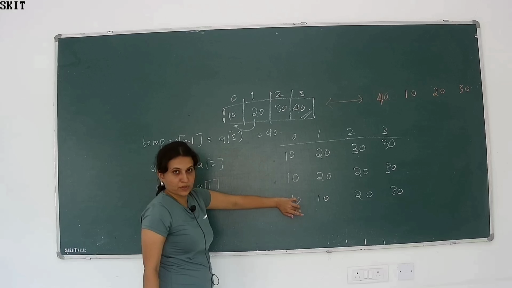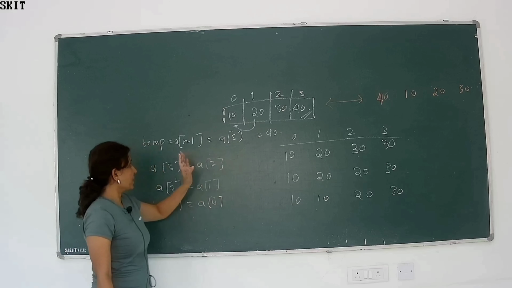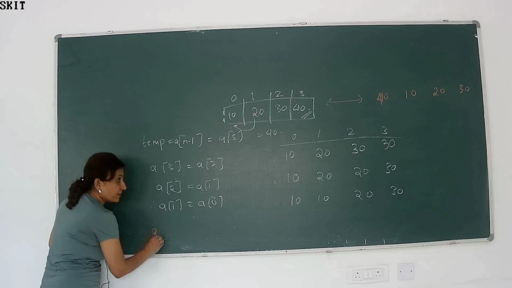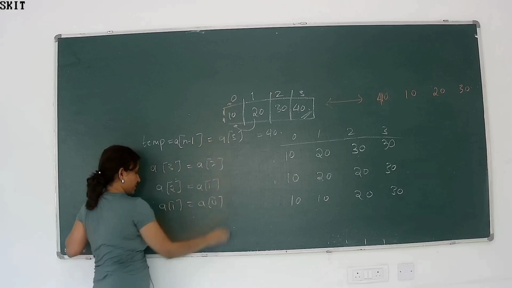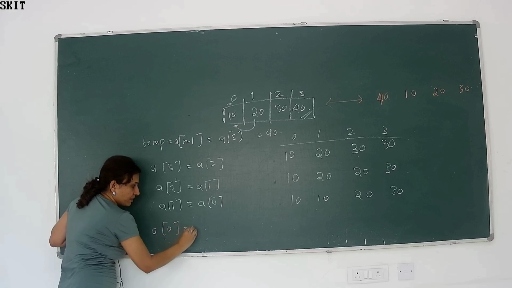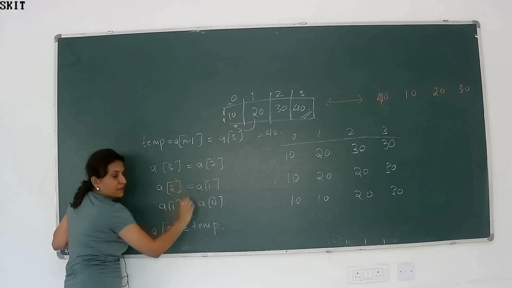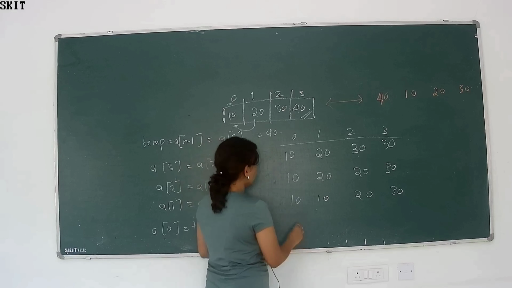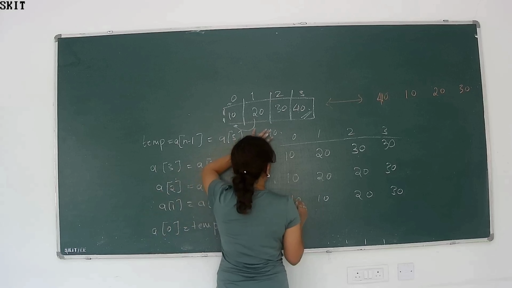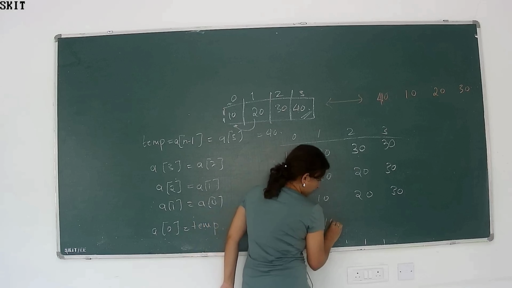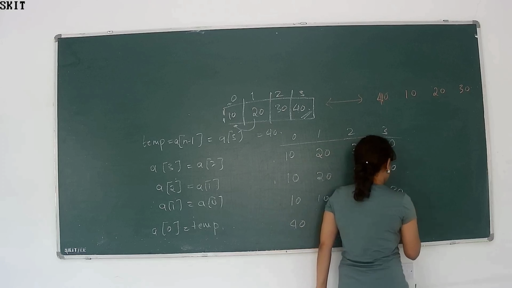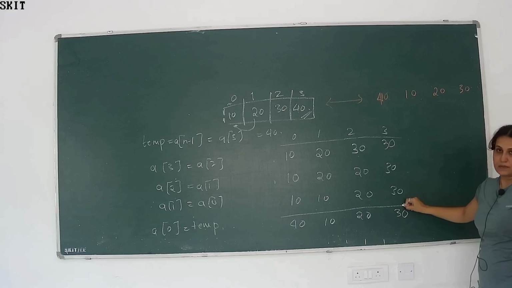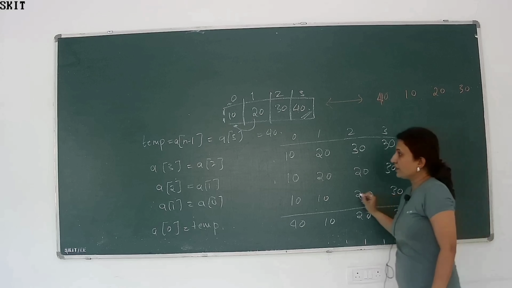What should be put in 0th position? 40. 40 is at which particular variable? Temp. Okay, so what we'll do? In which position, by the way? In 0th position. So a of 0 will be equal to temp. A of 0 will be equal to temp. So what will happen basically? What is there? 40. So this will be 40, 10, 20, 30. Did we get our resultant array? Same.